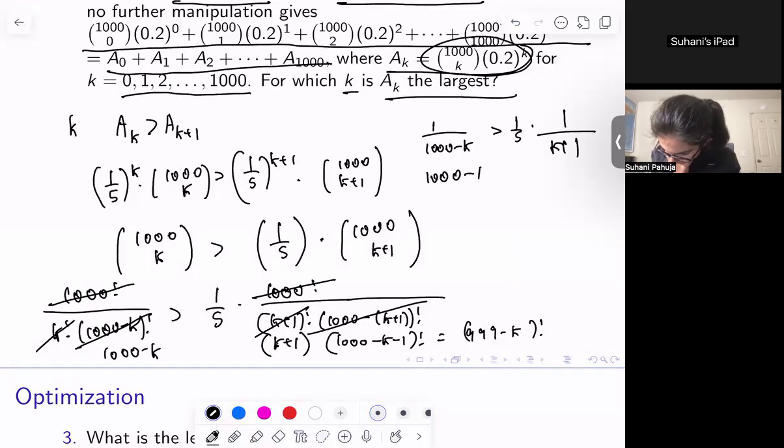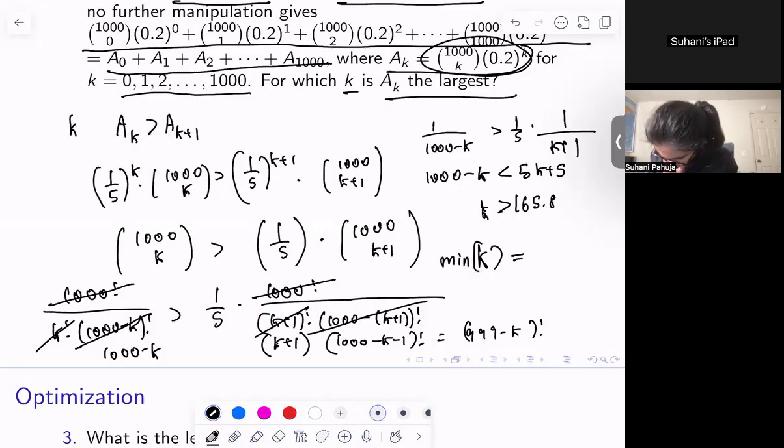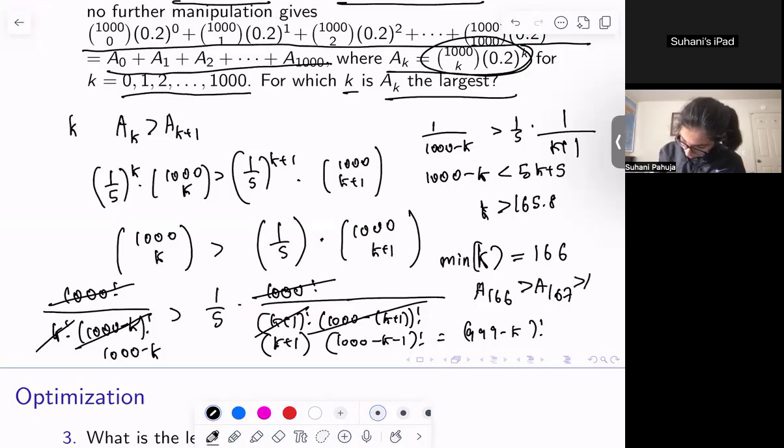So you should get 1000 minus k is less than 5k plus 5. So that would tell you that k should be greater than 165.8, which means the minimum value of k is 166. This means that a_166 would be greater than a_167, which would be greater than a_168, and so on.